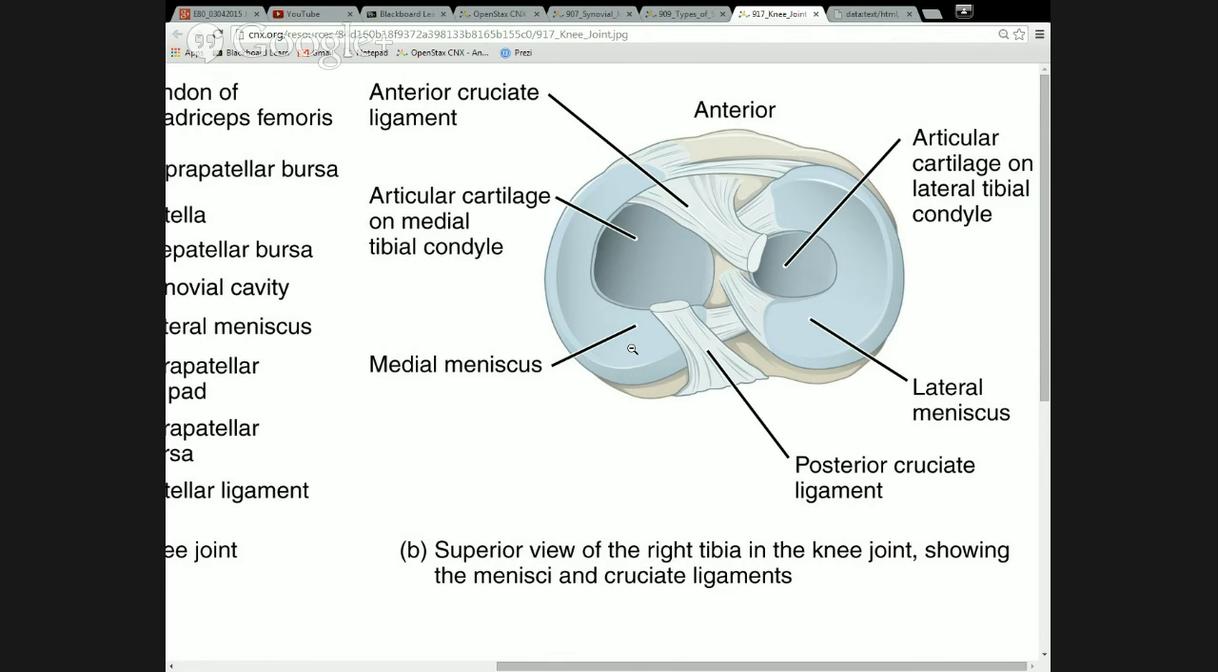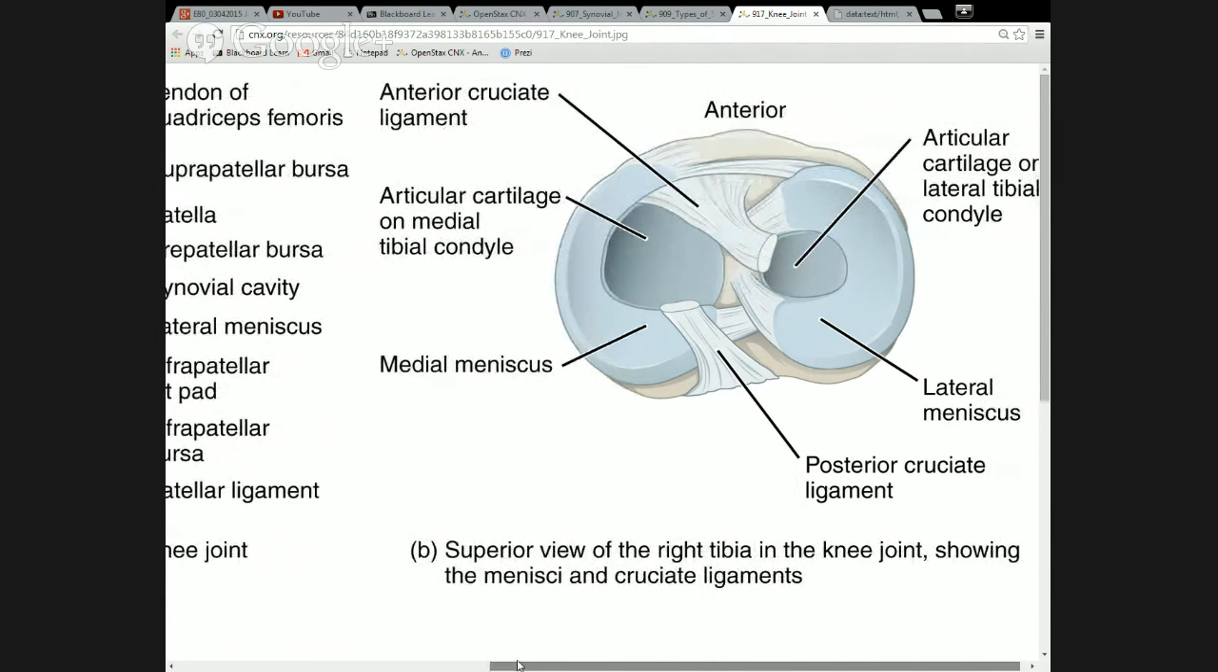As weight bears down on that, or if somebody has a problem with their knee, the fibrocartilage can be damaged or torn, or it can wear away. So a lot of people that have knee pain, it's actually because this fibrocartilage is breaking down, and it's causing the femur to push directly into the tibia, which can be very painful.